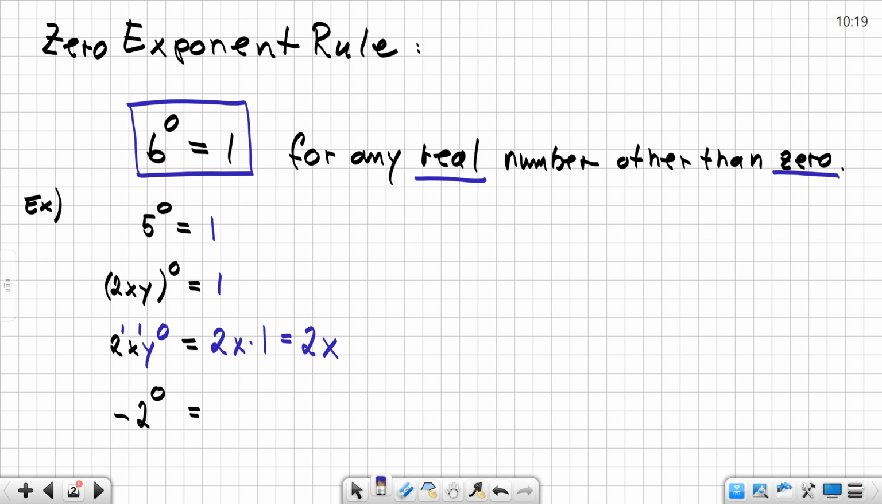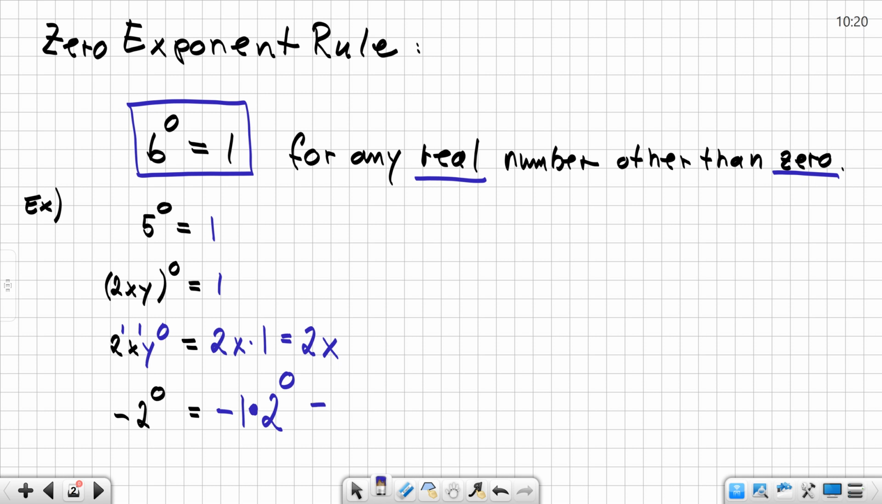Parentheses make a difference. Now, the last one is probably the trickiest one of them all. We are inclined to say that negative 2 raised to the 0 power is also 1, because negative 2 is a real number. But you have to look at it in this way. With negative 2 raised to the 0 power, this negative is not part of your base, the one that gets the exponent. So in other words, this is the same thing as if I write it like this.